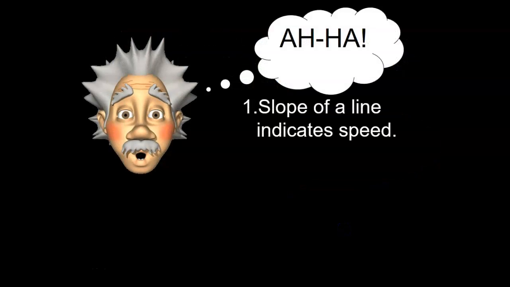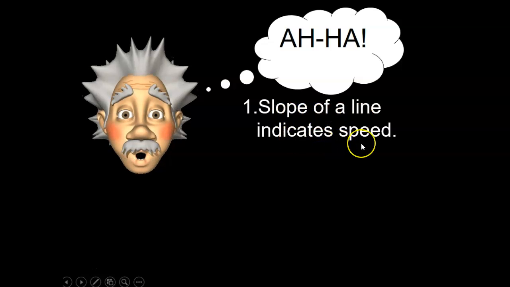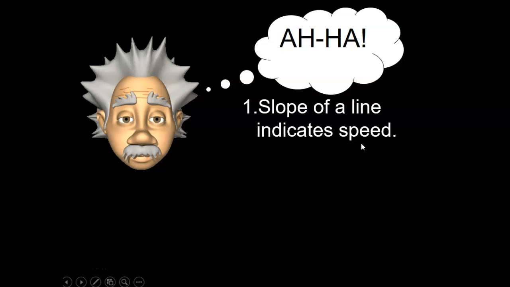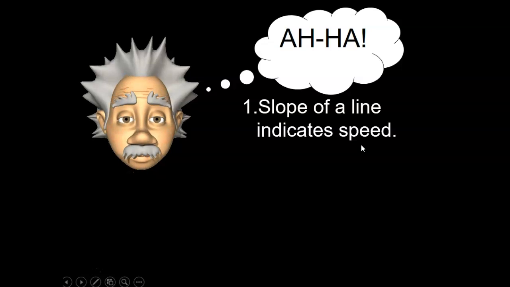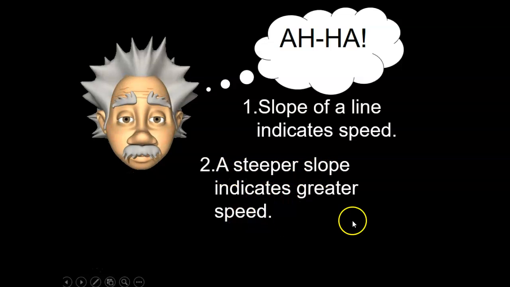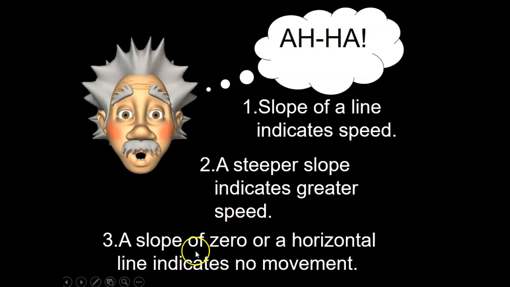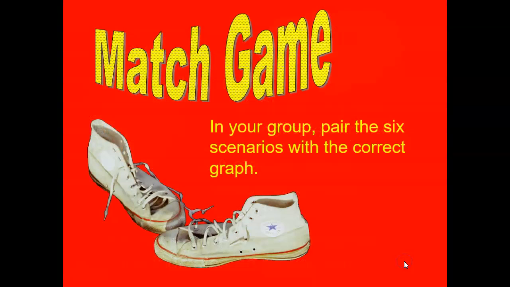All right. So, a couple things to remember, guys. Slope of a line indicates speed. So if you can use your algebra skills to find the slope, then you know exactly what the speed is. But you could just compare things and say that one is faster or slower than another. A steeper slope is going to be a greater speed. And a slope of 0 or a flat horizontal line indicates no movement.